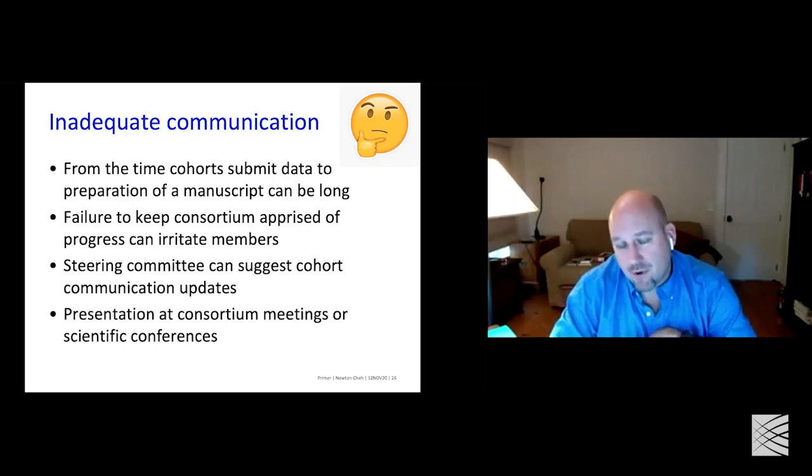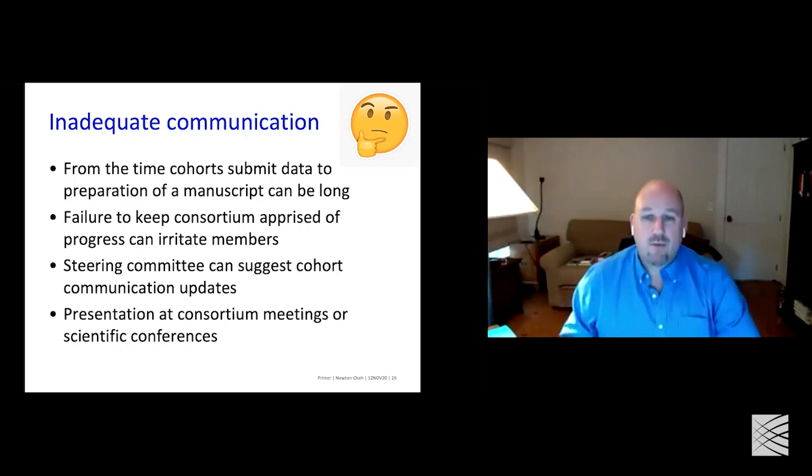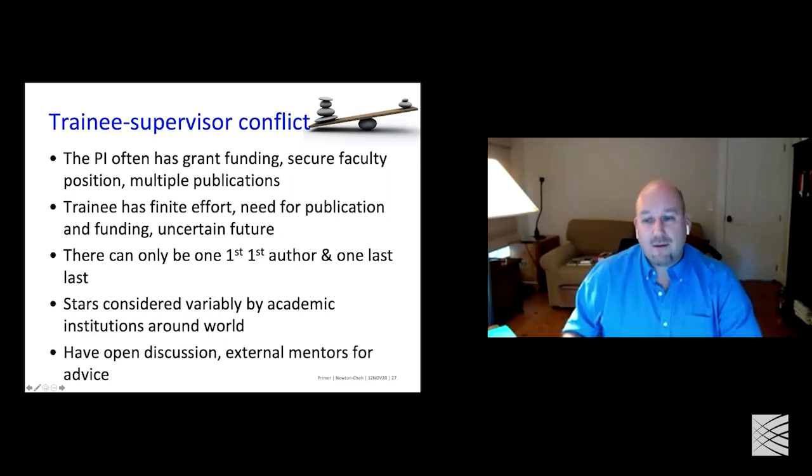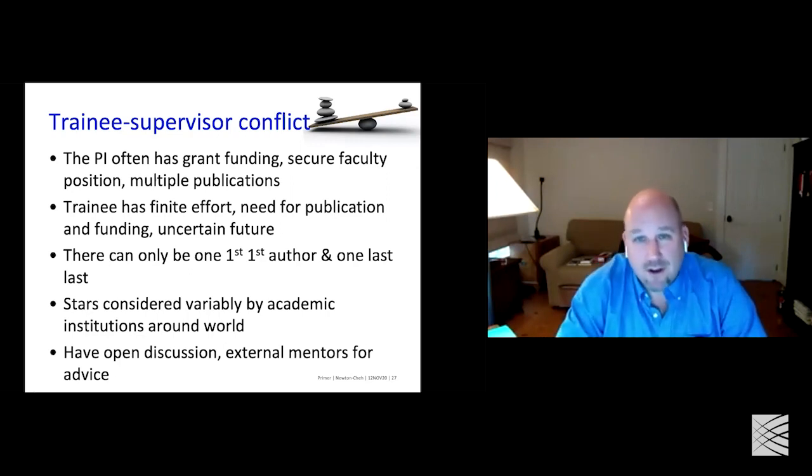Presentation at both consortium meetings or presentation of abstracts at scientific conferences can be important ways to guard against the communication problem and keeping everybody in the loop, and also generating enthusiasm for the progress of the project. There can be trainee supervisor conflict, and this is challenging.